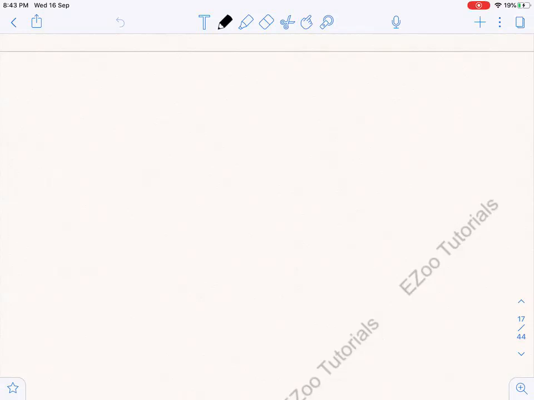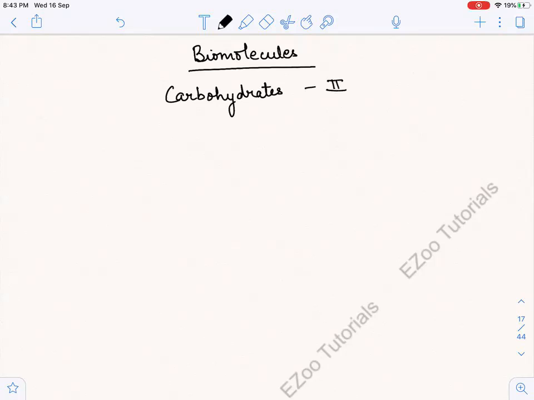Okay, so today's topic is that we are continuing with biomolecules. In biomolecules, we are going to continue with carbohydrates. Sorry, so we are going to continue carbohydrates. We have already learned how to draw different structures and many other things. Now let us see something more about carbohydrates.